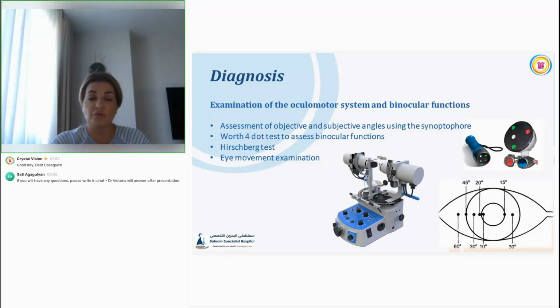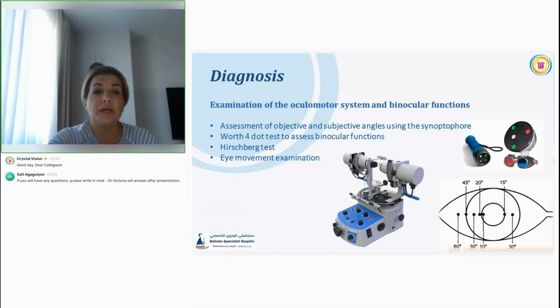This is well known for everyone. During this examination using the synoptophore, we include measurement of the objective and subjective angle of deviation. Using the synoptophore, we determine the presence or absence of binocular function, functional scotoma, its localization, etc.